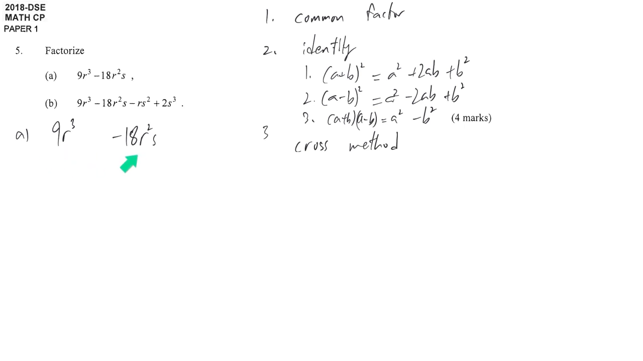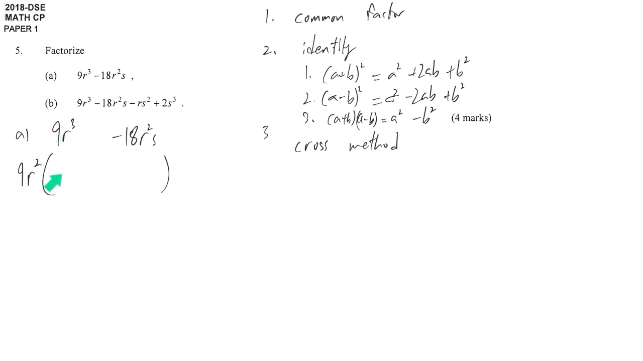We have two terms, and then we have to check is there any common factor. 9 and 18 are both divisible by 9, so we can extract 9 as the common factor. Furthermore, R exists in left hand side and R also exists in this term, so at most we can take out power of 2 from both terms, so we can extract R power of 2. And what is left, you should write vertically downward inside the bracket.